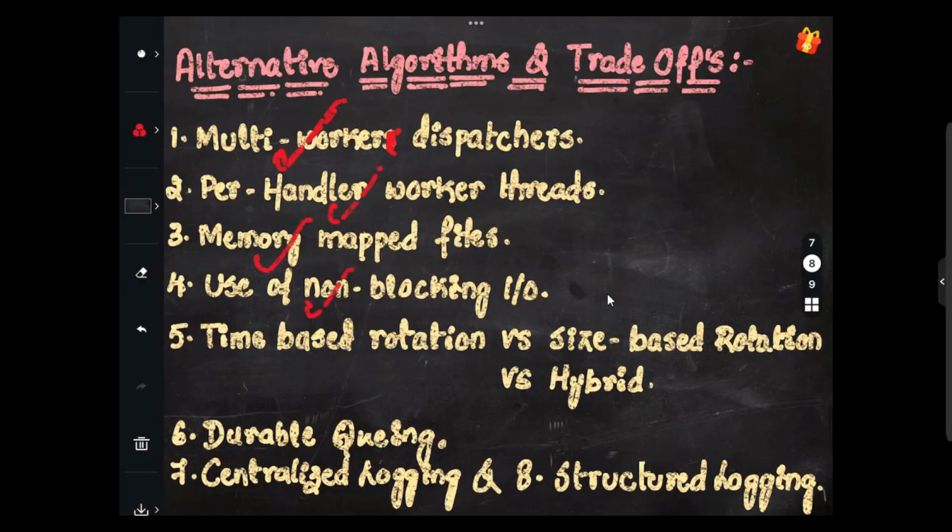Next, let's move on with the use of non-blocking input output and an event loop, nothing but async IO, for high concurrency, especially for the network sinks. The trade-off summary is that it requires async-aware handlers and may complicate the integration with the synchronized code. This one also we have to keep in mind.